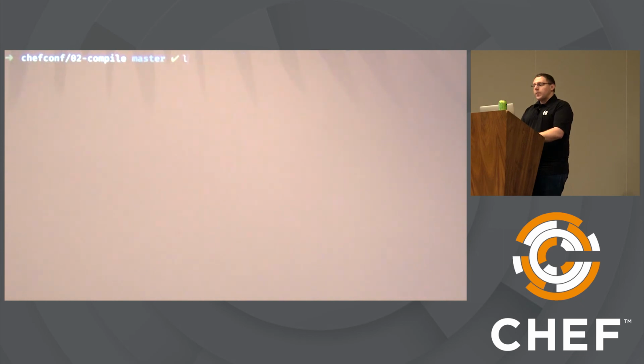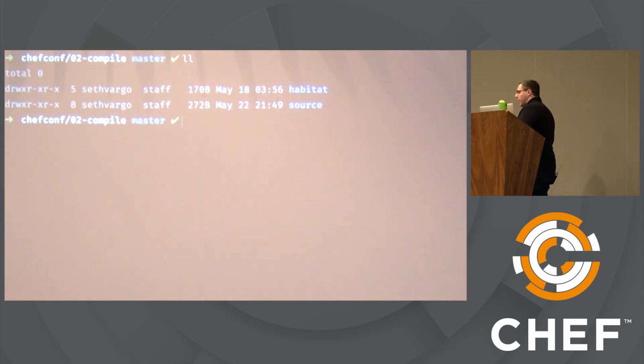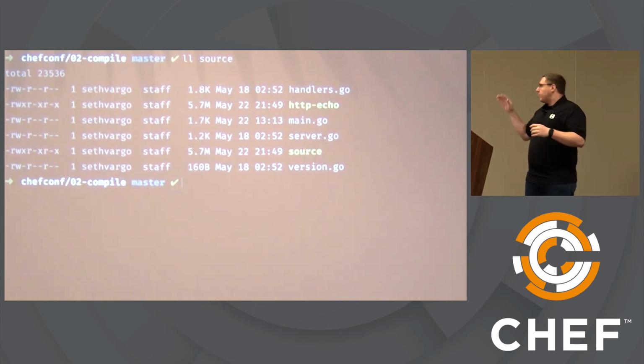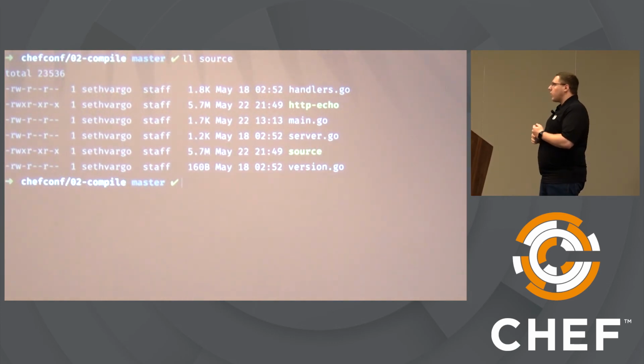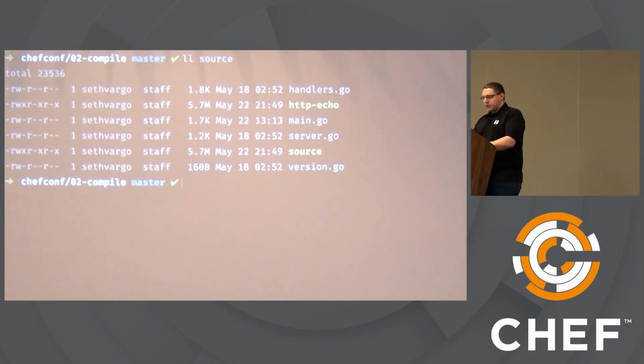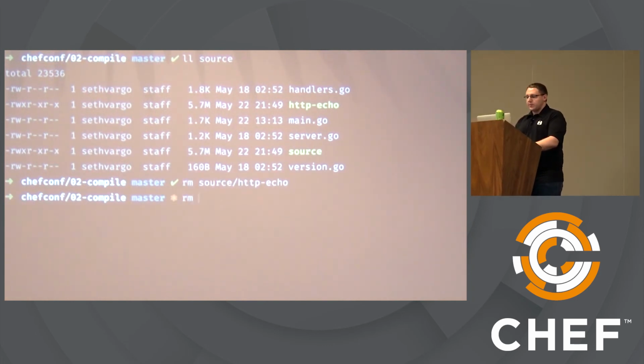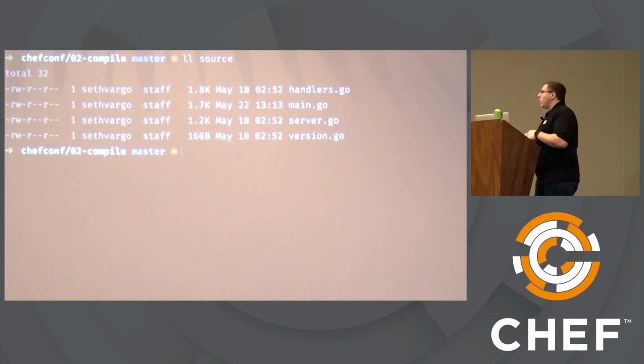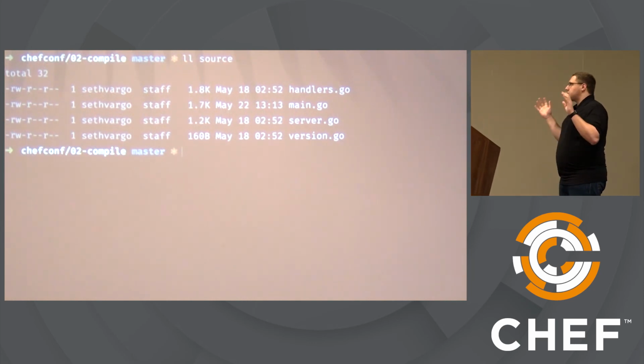So again, you'll notice that I have that Habitat folder, but I also have a source directory. I downloaded as much ahead of time in case the Wi-Fi was terrible. Inside this source directory, I have my actual Go source. All the Go files in there are the important ones. We can actually remove some of these because I tested this earlier. OK, so we have 4 files in here, server, version, handlers.